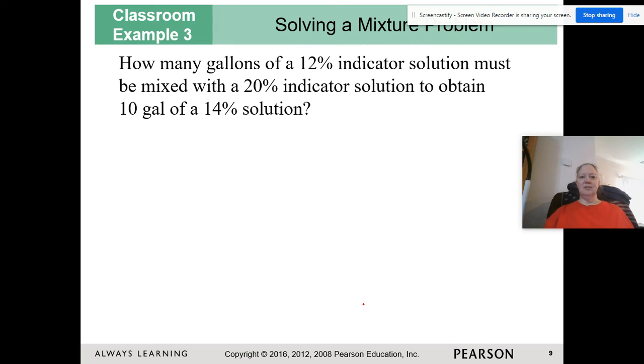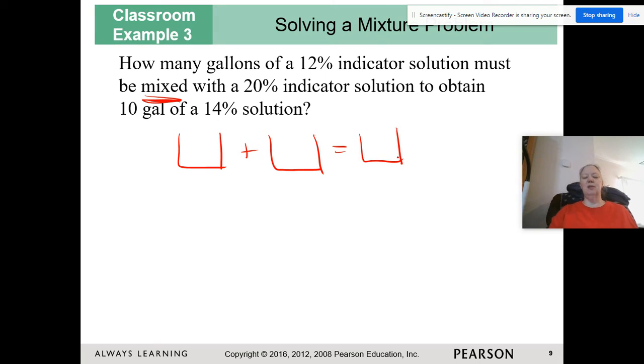How many gallons? Again, we have a mixture of a 12% indicator solution must be mixed with a 20% indicator solution to obtain 10 gallons of a 14% solution. All right, so we're going to draw our 3 buckets. I cannot draw to save my life, so I just draw my buckets like this. It doesn't have to look like a bucket. But as long as I have some place to put something inside, and I'm going to put my percent on the outside. So how many gallons?